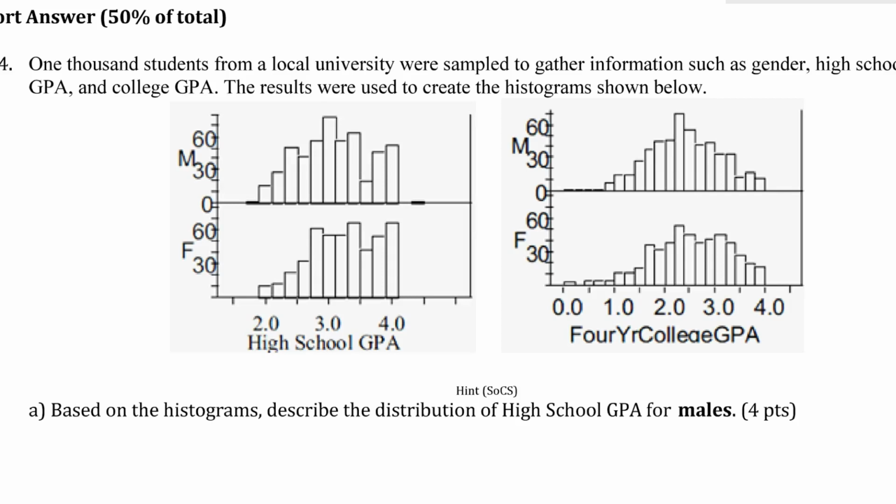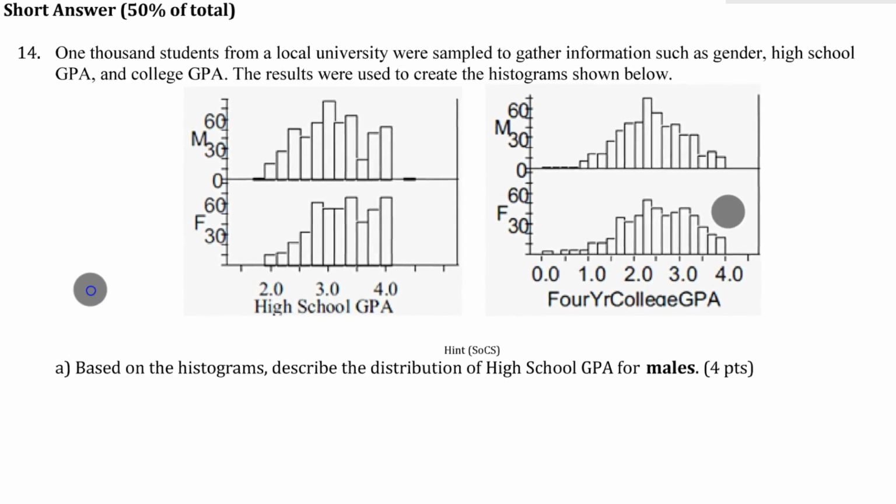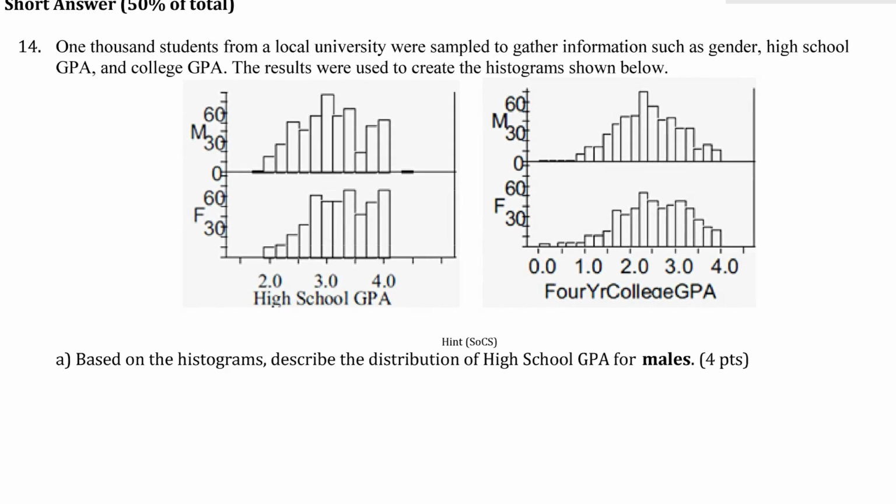1,000 students from a local university were sampled to gather information such as gender, high school GPA, and college GPA. The results were used to create the histograms shown below. So you'll notice the gender, male and female, are on the top for the males, bottom is the females. And then we also see that the left side is the high school, right side is the four-year college GPA.